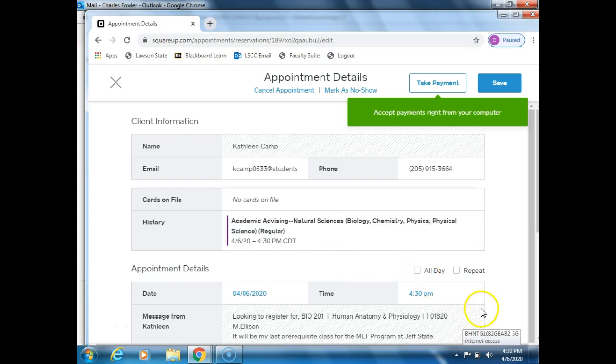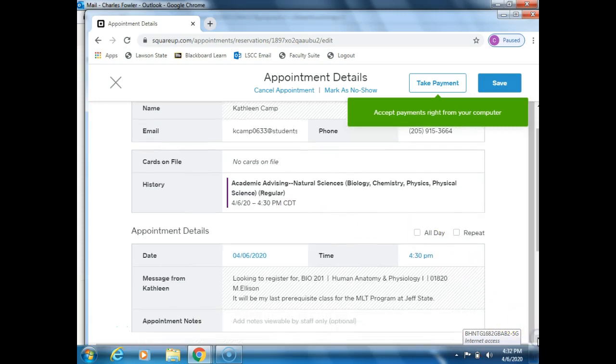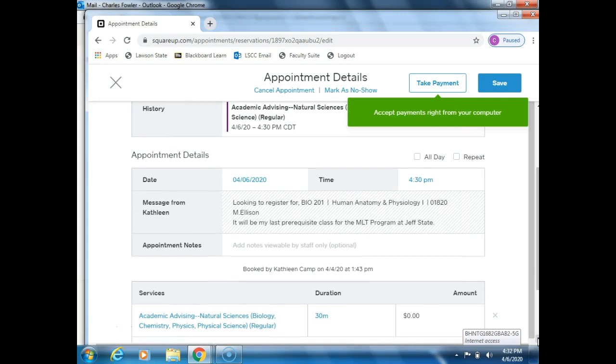Okay, so what I've got here, it says looking to register for Biology 201 with Miss Ellison. You got the course number. That's great. That will be your last prerequisite course for the MLT program at Jeff State. What is MLT? Oh, fantastic. Okay, good. So you need help registering it. Is that it? Okay.